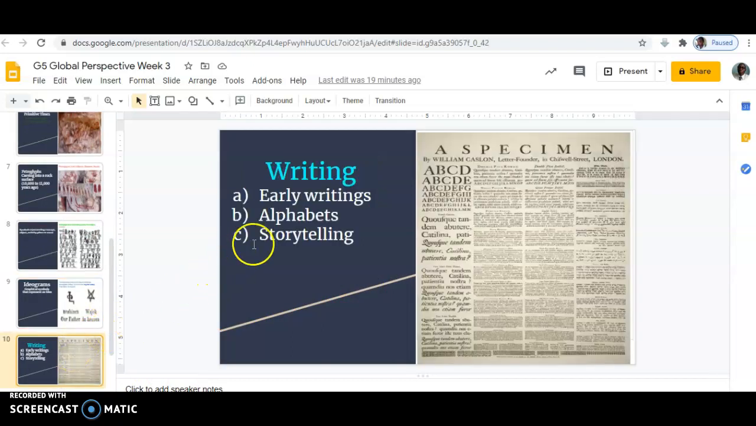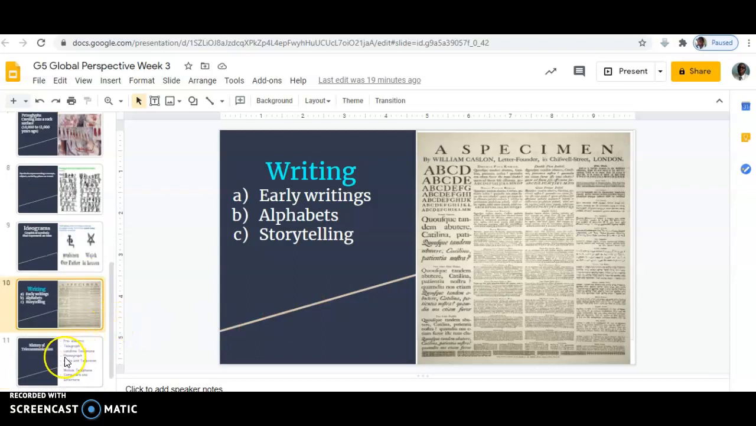Then came the writing. All that time we had been using pictures, drawings, and all that. Then came the writing. The early writings are there, the alphabets, the storytelling. You can see that this is a specimen. So this is the beginning of writing coming into being.